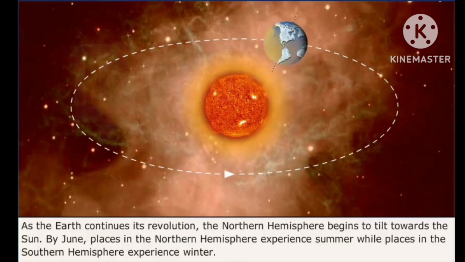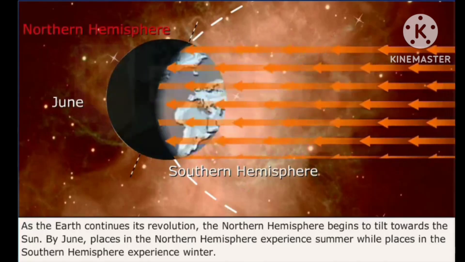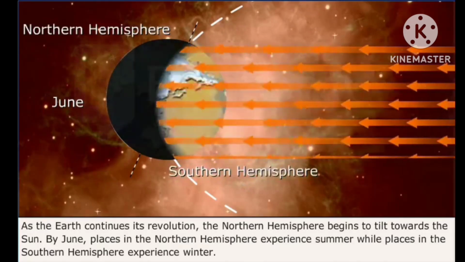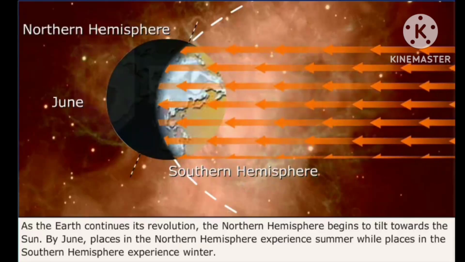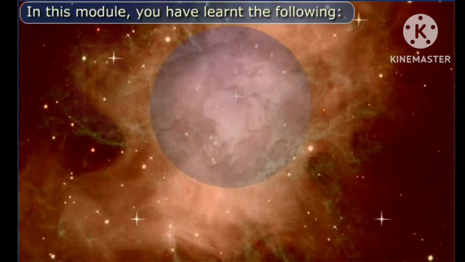As the Earth continues its revolution, the northern hemisphere begins to tilt towards the sun. By June, places in the northern hemisphere experience summer, while places in the southern hemisphere experience winter. In this module, you've learned the following.